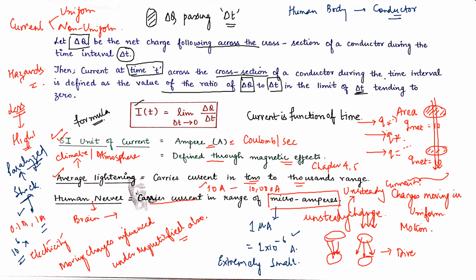So in today's class that's all, and here we have learnt about current, the definition of current, the formula of current, the SI unit of current, and the average lightning range and average human nerve range. Okay, so students, bye bye, have a good day. In the next class we will start with the properties of conductors and their relation with current, electricity and the flow of charges. Have a good day.